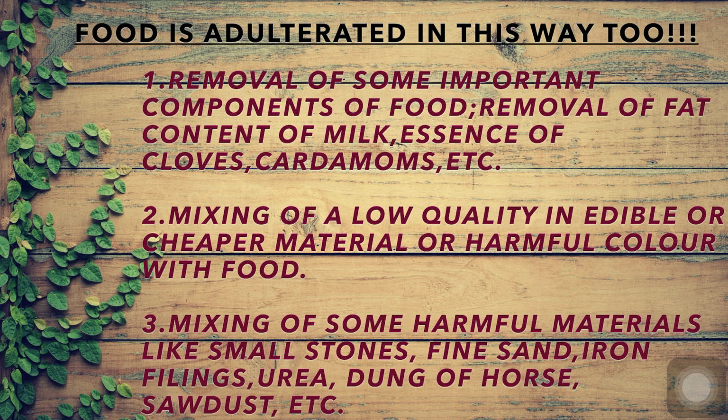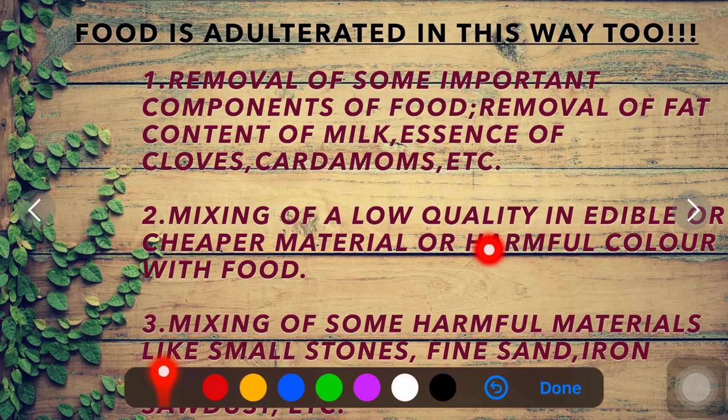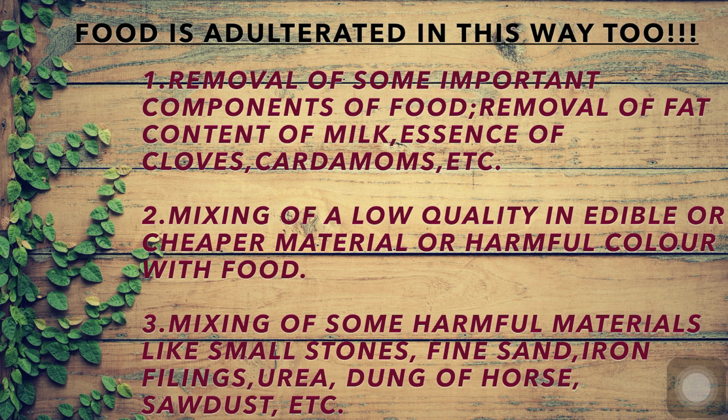Even food is adulterated in this way too. Removal of some important components of food, removal of fat component of milk, essence of cloves, cardamoms, etc. Mixing of a low quality inedible or cheaper material or harmful color with the food. Mixing of some harmful materials like small stone, fine sand, iron filings, urea, dung of horse, sawdust, etc.